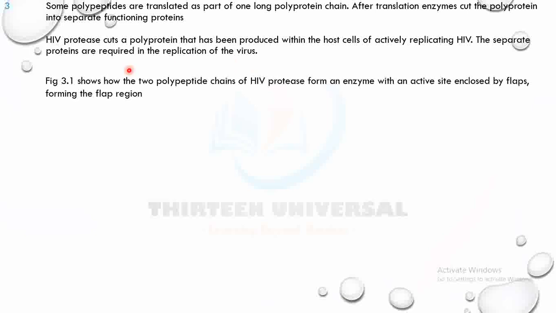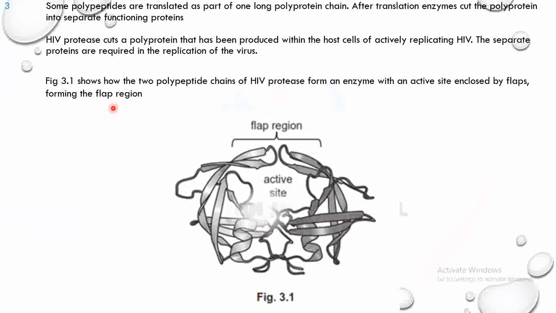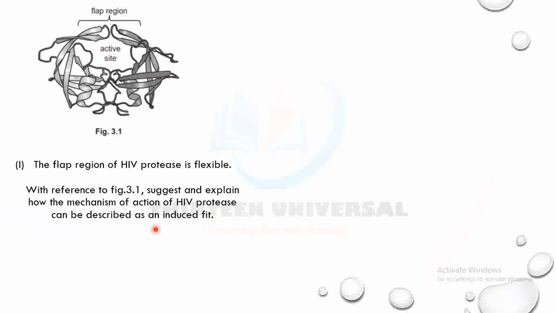Fig 3.1 shows how the two polypeptide chains of HIV protease form an enzyme with an active site enclosed by flaps, forming the flap region. Okay, you can see the flap region is the active site, enclosed by flaps. So the question goes like this. Let's see. So that's the flap region. The flap region of protease is flexible. So it's flexible. You can see.